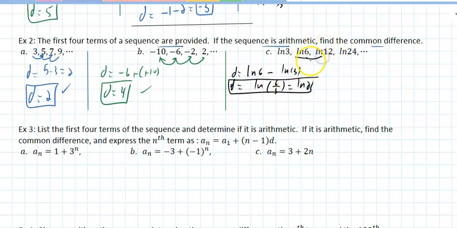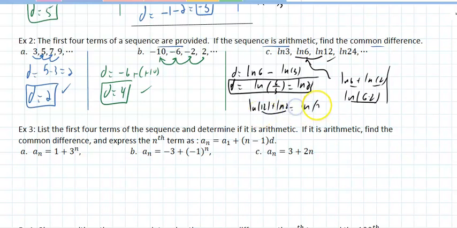If I add natural log of 2 to natural log of 6, that's natural log, and don't you end up multiplying those? That's natural log of 12. It works. And if you take natural log of 12 and add natural log of 2 to it, that's natural log, and you multiply 2 times 12, which is 24. So yes, it is, and there's my D. And if it's not, you just say it's not. That's the end of it.